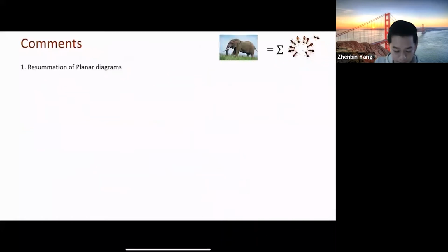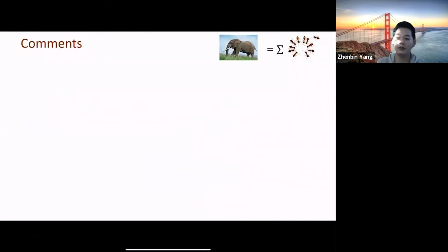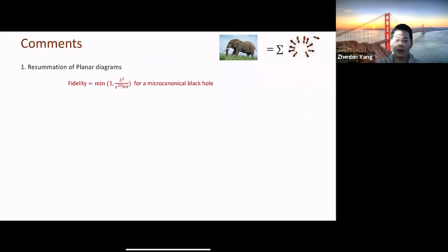A few comments. Here I showed this when L is much bigger than e to the S black hole, but the correct dimension should actually be e to the S black hole. That requires us to understand the phase transition, which is the same as understanding the phase transition of the Page curve, basically, because you need to resum all these planar diagrams. And in this model, you can find that this fidelity just achieves 1 as long as L is equal to e to the S black hole. And that is also true in JT for a microcanonical black hole.